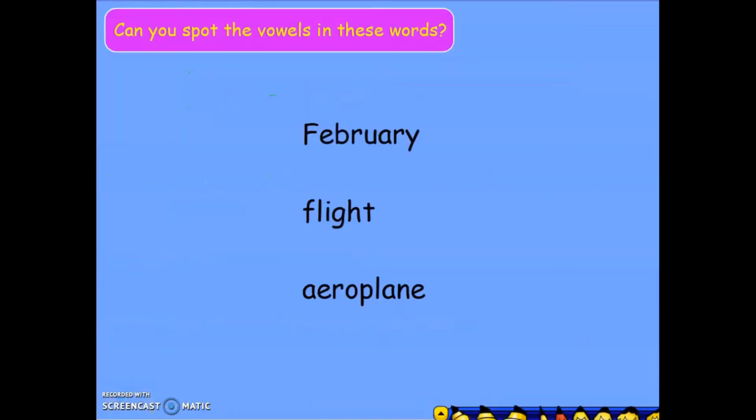First, we're going to look through these words and spot and circle the vowels. Let's try the first word together. First word is February. F, we know, is a consonant. E is one of our vowels, so we will circle E. B is a consonant, R consonant, U is a vowel, A is a vowel, and R and Y are both consonants.